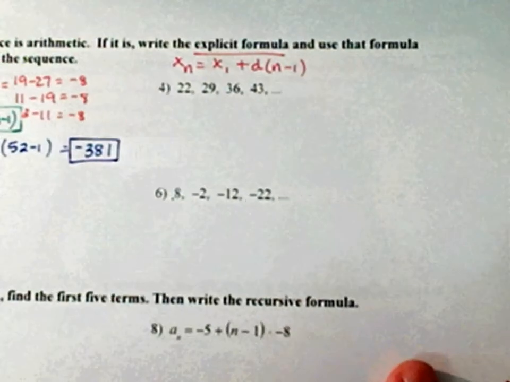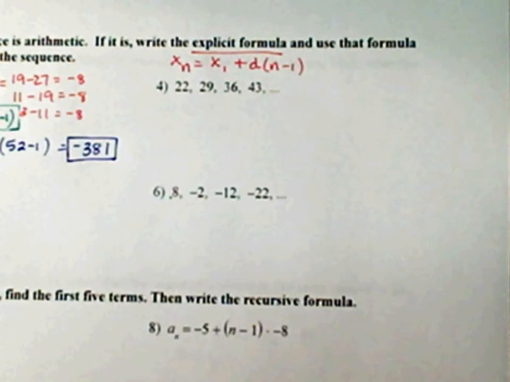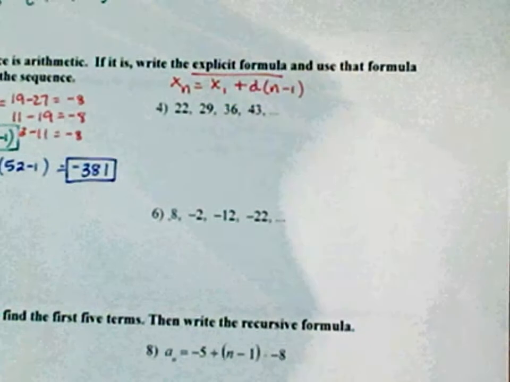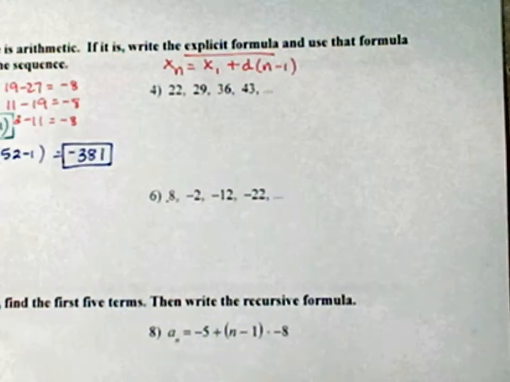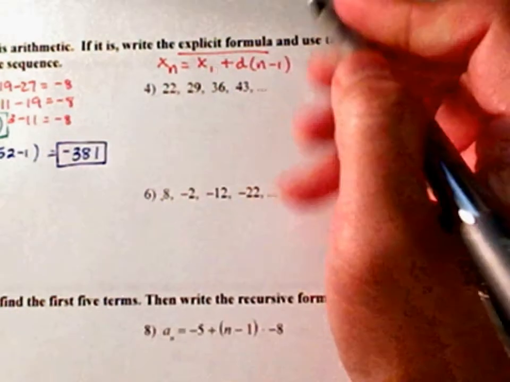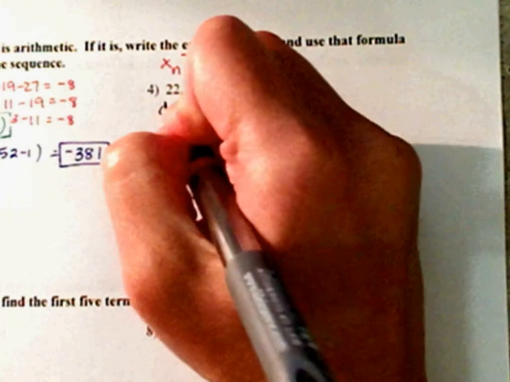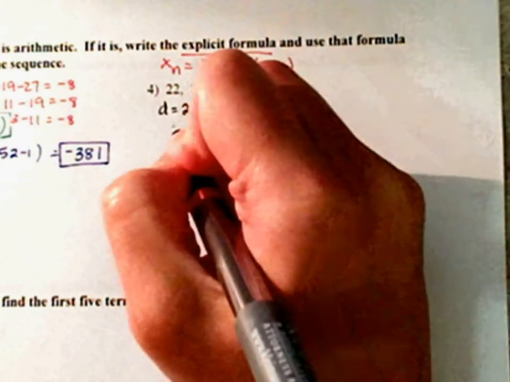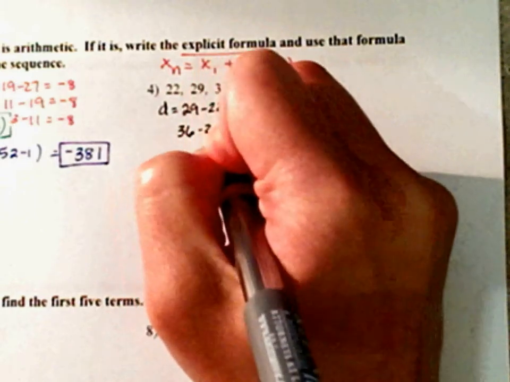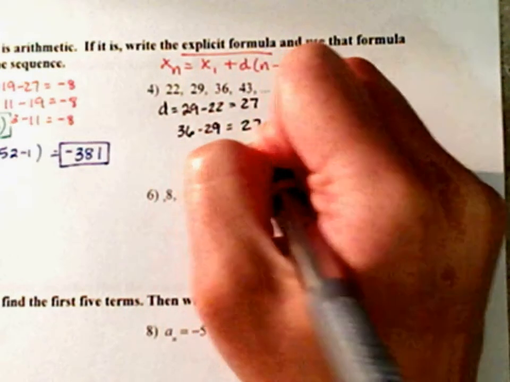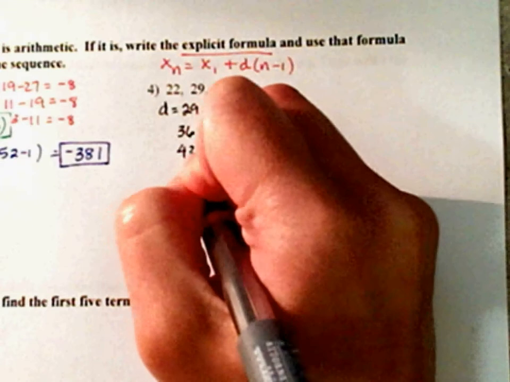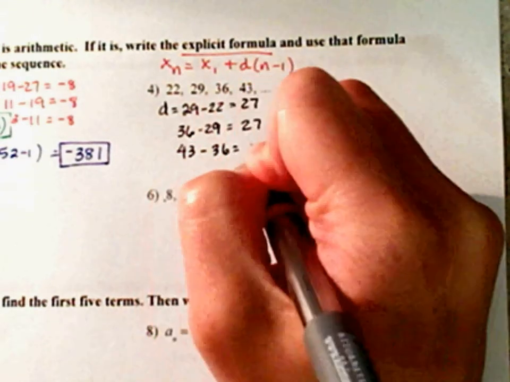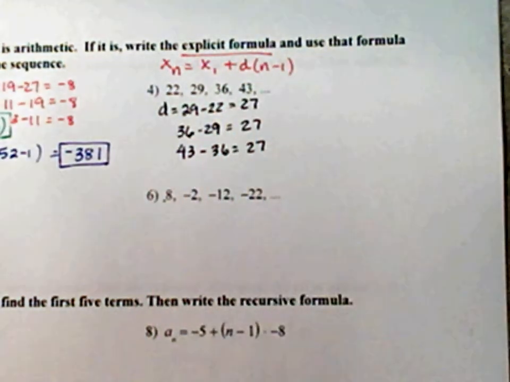Number 4. All right, let's go ahead and see if we can find the d first. Let's look at number 4. Let's see if it's arithmetic. d equals 29 minus 22, which is 7. 36 minus 29 is 7. 43 minus 36 is 7.